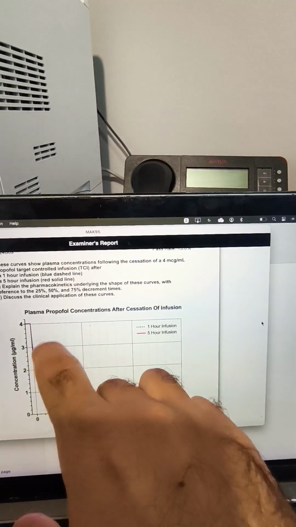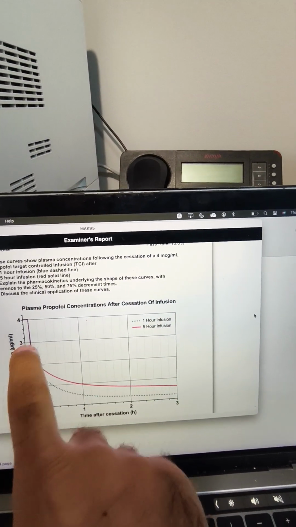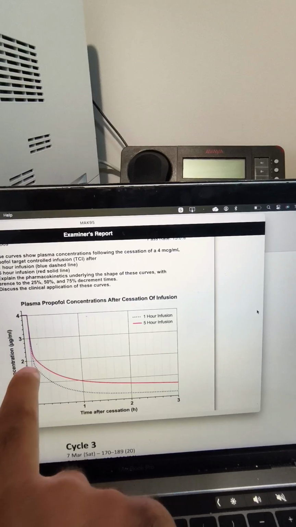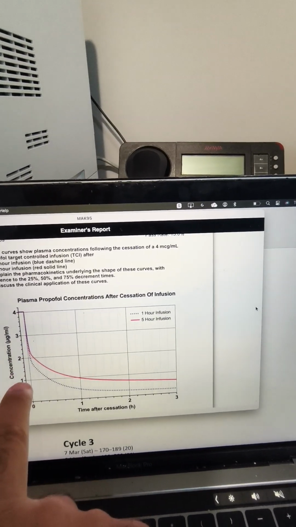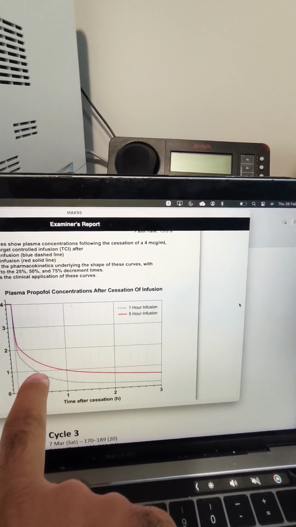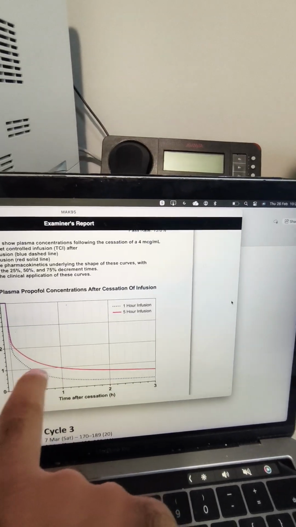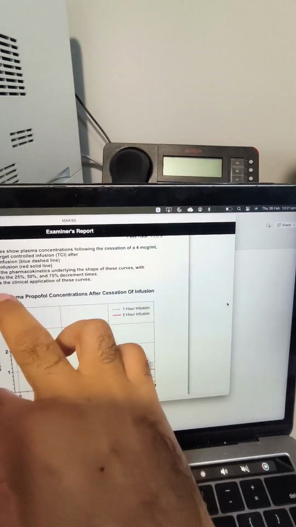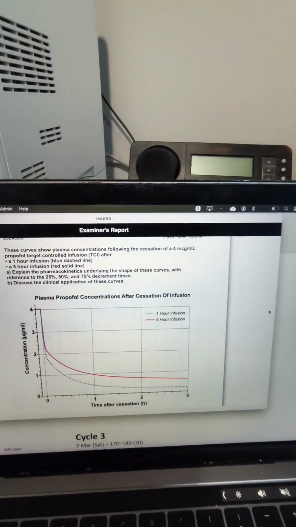So a 25% decrement time is where you look at 3. A 50% decrement time is where you look at 2. So there's a gap there, and then at 75% decrement time, you see it's a massive gap. So that's what the question is asking, and then discuss the clinical applications of these curves.